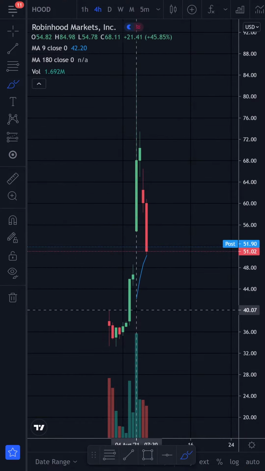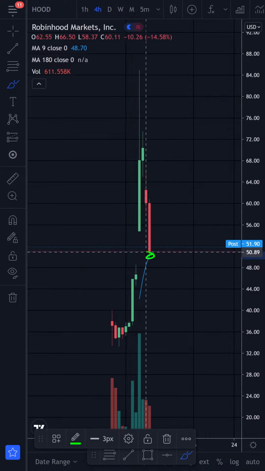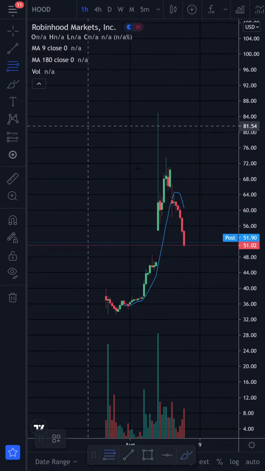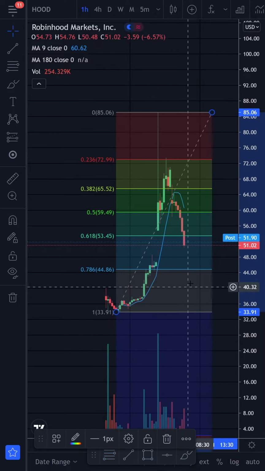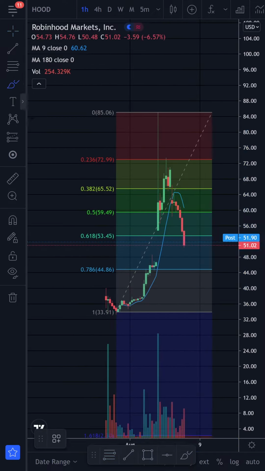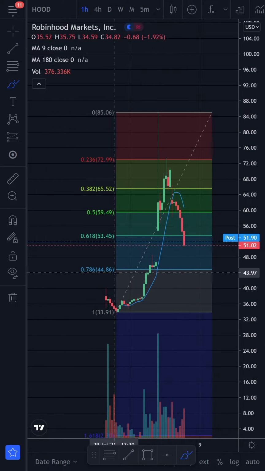If we go to the 4 hour time frame, you could see we have this moving average coming in right here, and it looks like we're getting a little bit of support right there. The other thing we could do is get a Fibonacci retracement tool, drag it from the bottom to the top, and we got a couple lines to watch. And I would say maybe watch this 78% level at around 44.86.